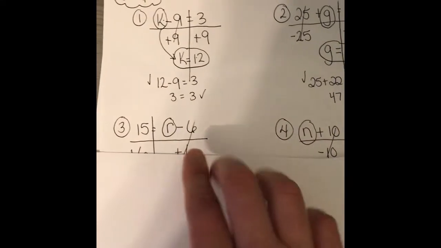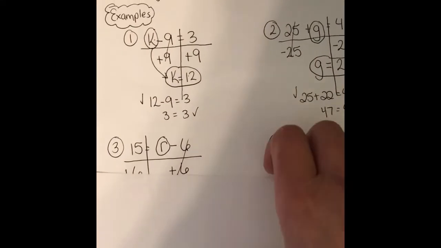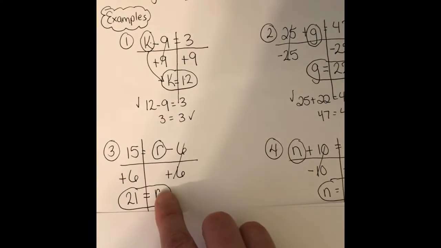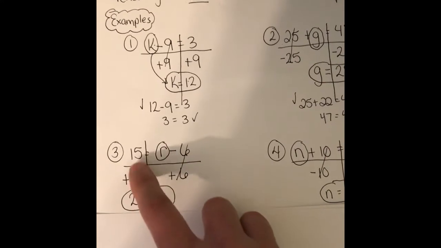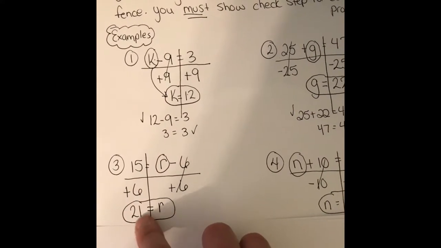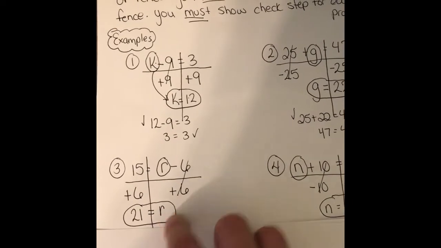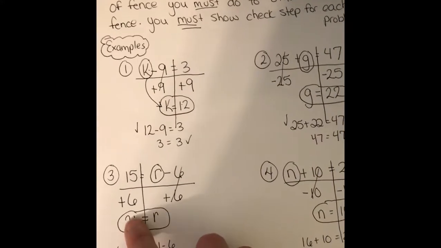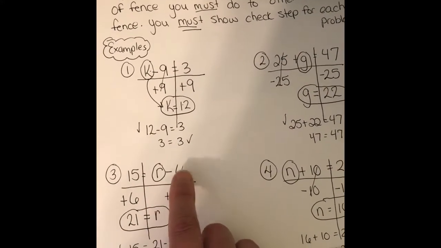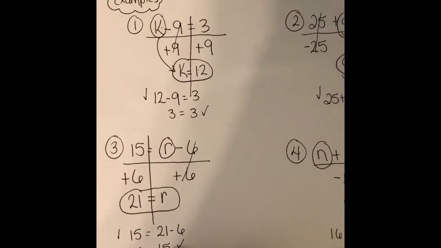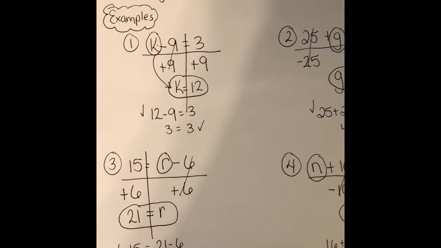These are going to go away. I am left with my r on this side. R drops down. And then I have 15 plus 6, which gives me 21 on this side. So my solution would be r equals 21. I can do the check step on that one. Plug in 21 here. 21 minus 6 does give me 15. 15 is 15. So that would be a solution.